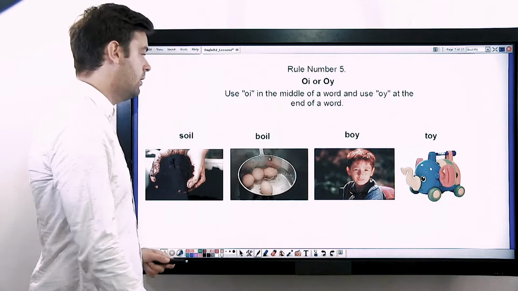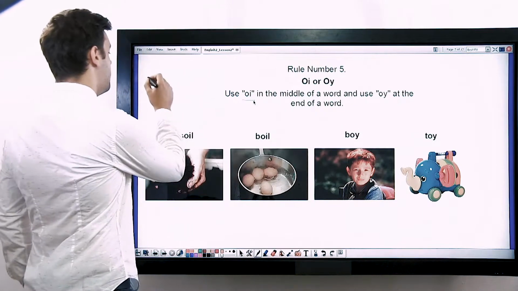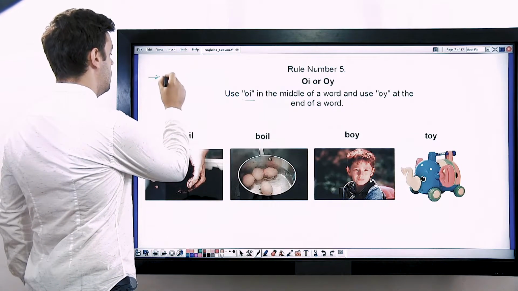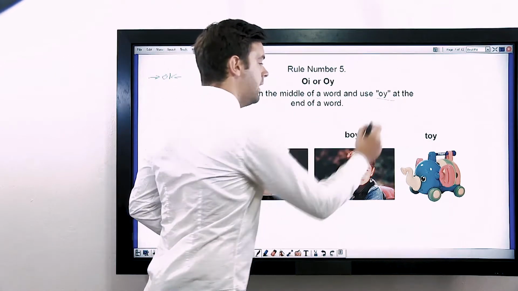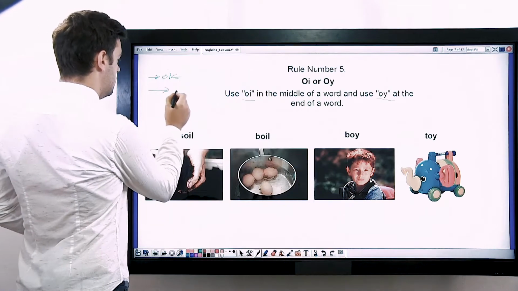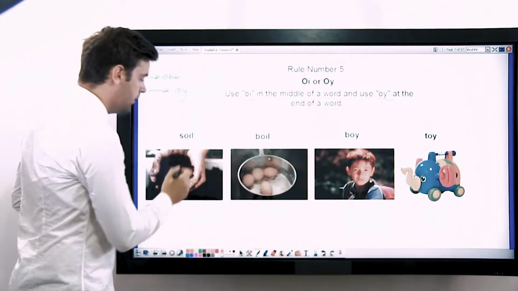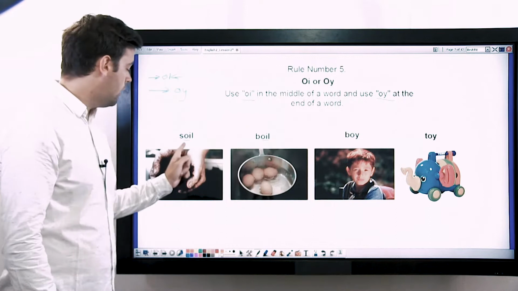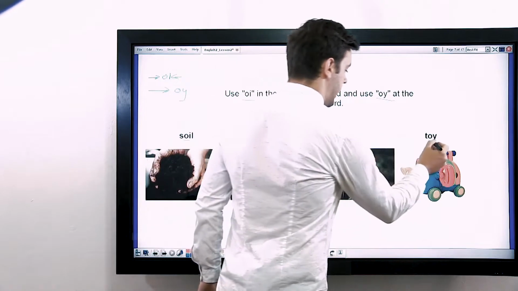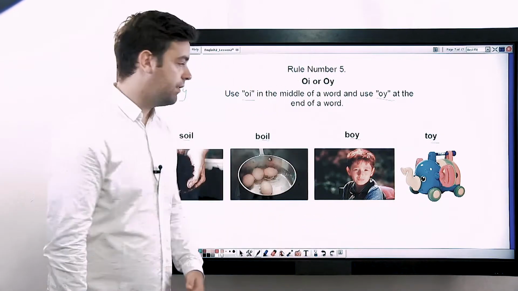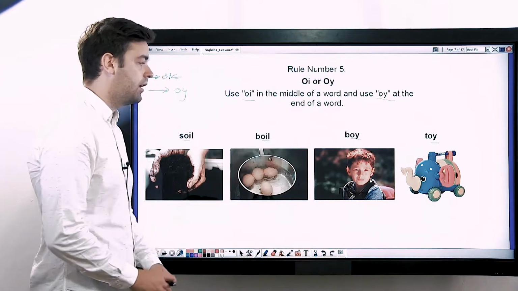Rule number 5, oi or oy. We use oi in the middle of a word, and we use oy at the end of the word. For example here, soil, boil. Oi is in the middle of the word, and oy is at the end of the word. So boy and toy. The oy is at the end of the word.